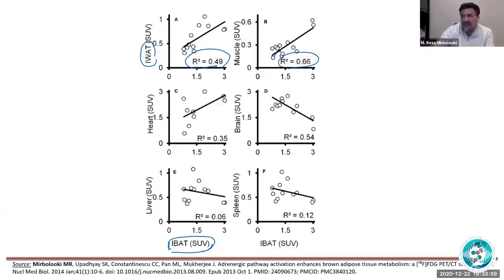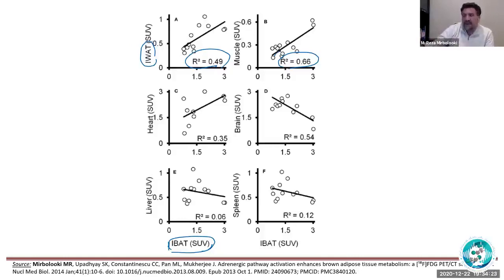We couldn't see any significant difference in heart uptake, so we can say that the medication is safe. It's not going to increase the heart rate or heart activity. There was also no relationship between uptake in the liver or spleen and the brown adipose tissue.